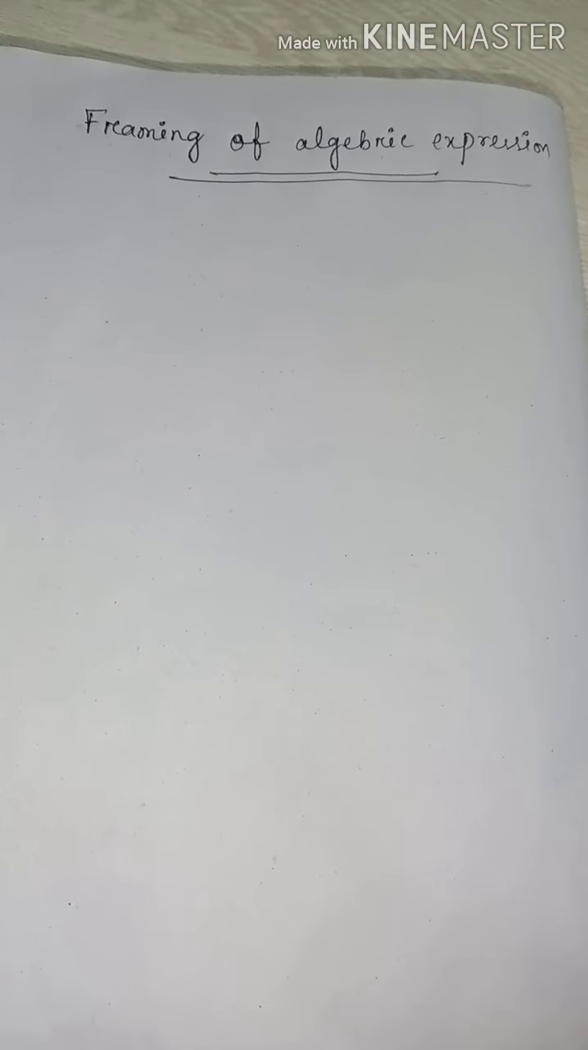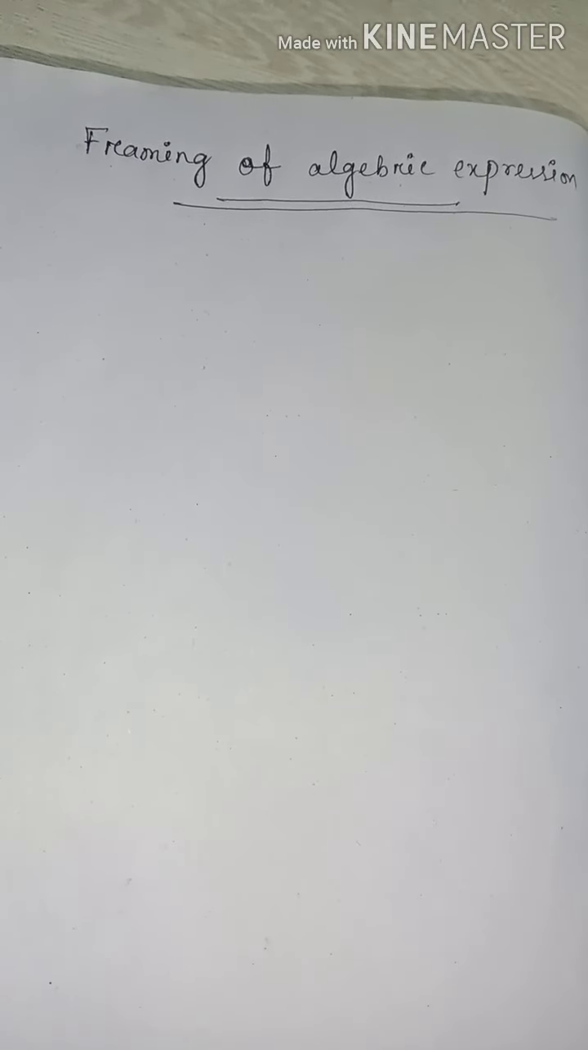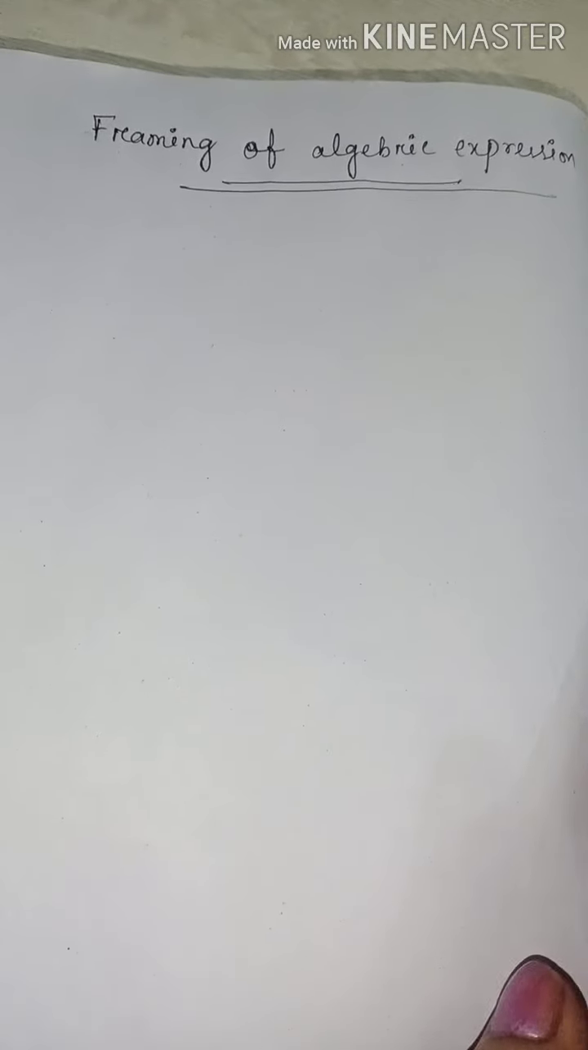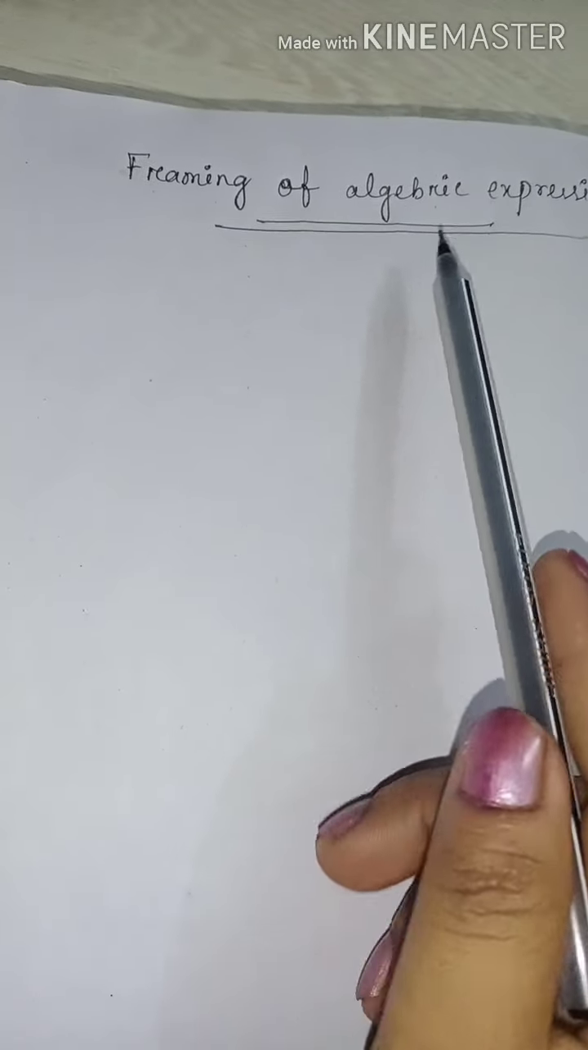What do you mean by the algebraic expression? It means the combination of different terms, different variables, different factors by different mathematical operations like addition, subtraction, multiplication, meaning different signs. That is the algebraic expression. So how will we do the things?